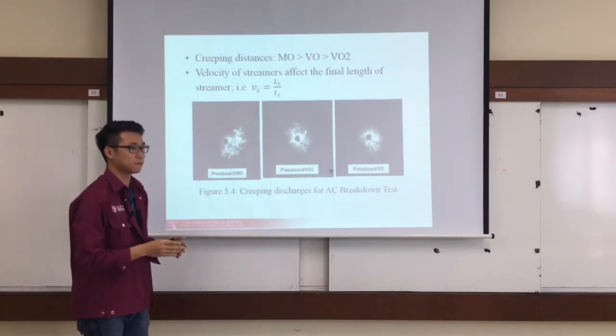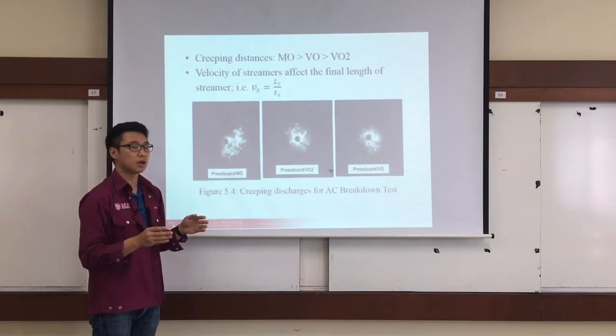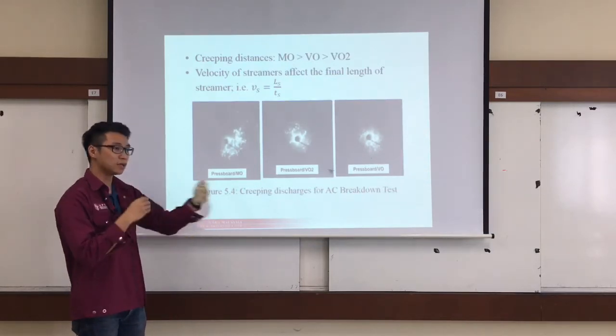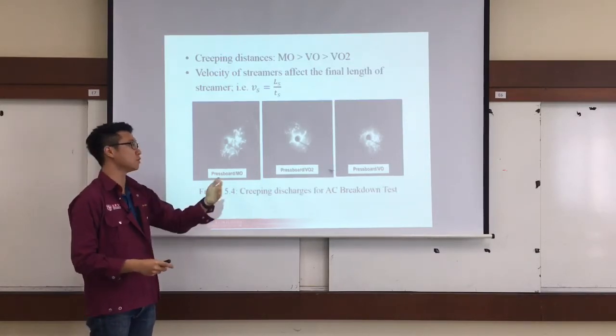Some papers have concluded that the distance of the creeping discharges is proportional to the velocity of the discharges. So the higher the velocity of the streamer propagation, we know that the electric field is also higher.